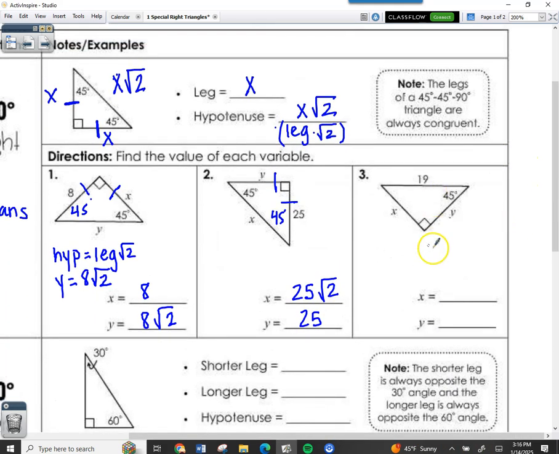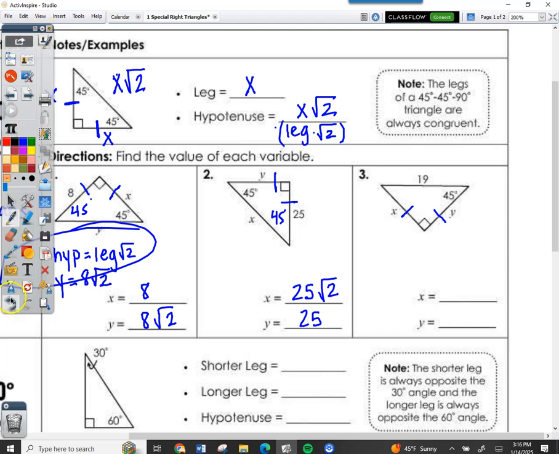All right, now this one's going to be tougher. We don't know either leg, but we do know that they're going to be equal because this is a 45, 45, 90. So once I find one, I found the other one. I would start with this. Write your formula. It's the hypotenuse equals the leg times root 2, and then I would solve it. So we got the hypotenuse equals leg times root 2. The hypotenuse is 19. Pick a leg. I'm going to go with X.